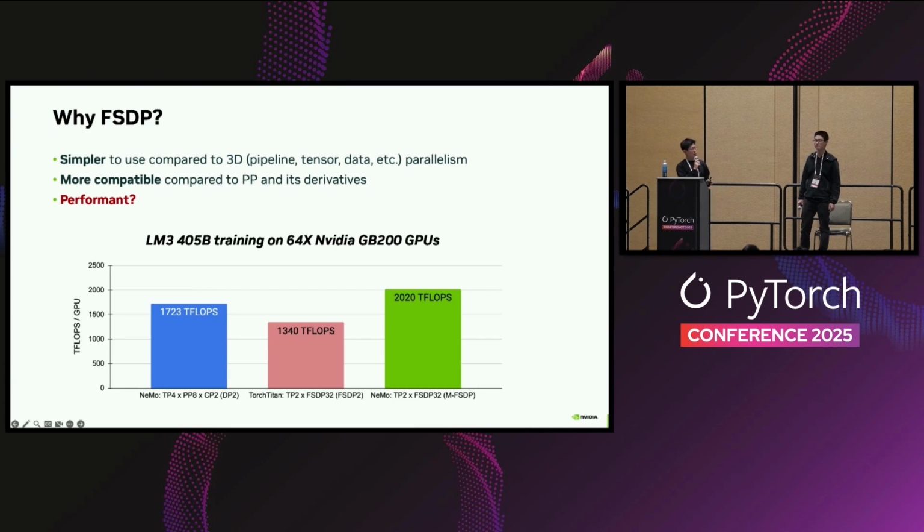So we basically questioned whether this is the best. We did a lot of optimization, and we finally got the green bar here, a motivating number of 2020 teraflops. This is the NeMo framework using FSDP, basically Megatron-FSDP. So today, I'm going to talk about what we actually did to achieve this number.